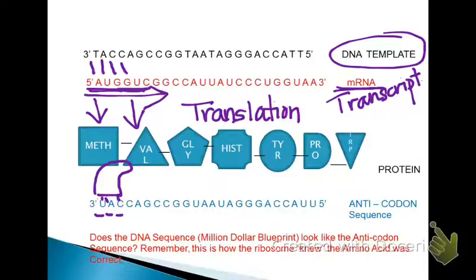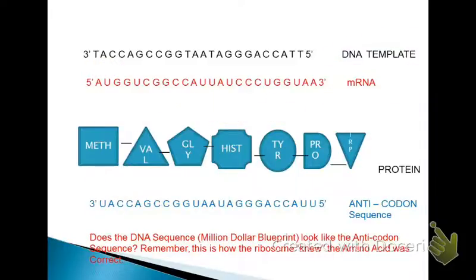Now, the question that it says down here, it asks you, does the DNA sequence here, the $1 million blueprint, look like the anticodon sequence? Well, it makes sense that here's the DNA. Remember, we had to pair it with a complementary strand, and then you pair that with a complementary strand down here for the anticodon. So it really is going to mimic what you had to begin with. So that's just kind of its way of checking and making sure that it was similar to the original instructions. Except, of course, we're going to have U's on the RNA rather than T's like the DNA.